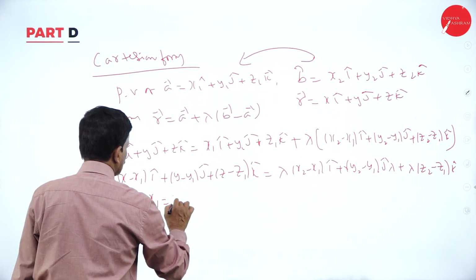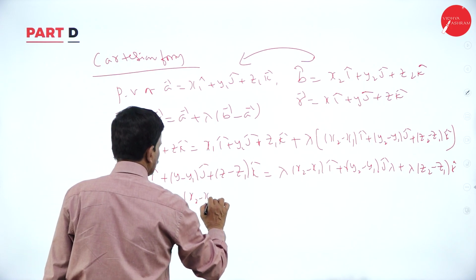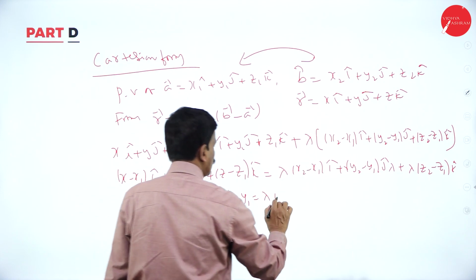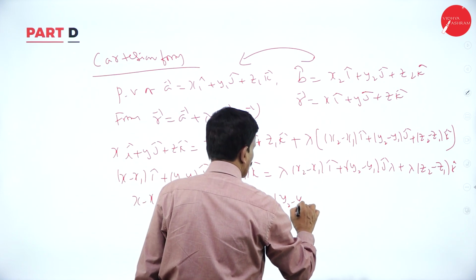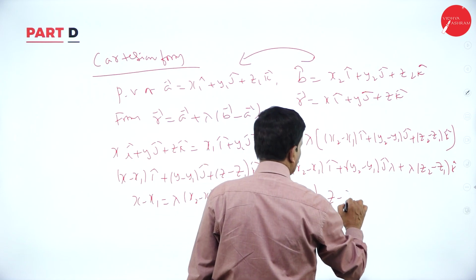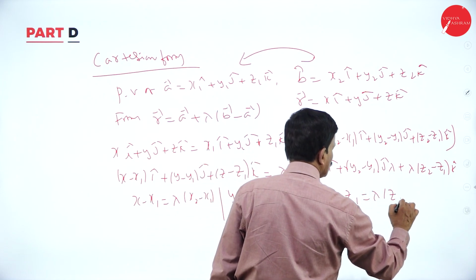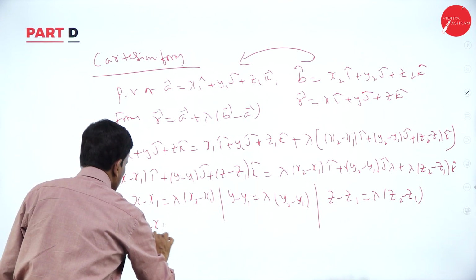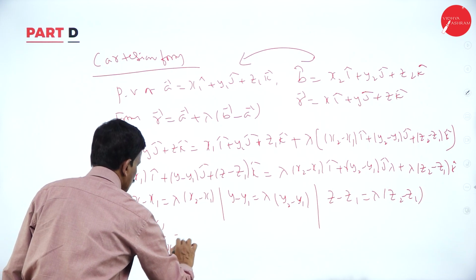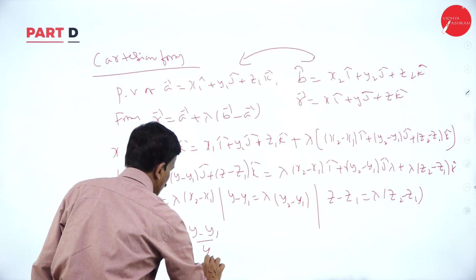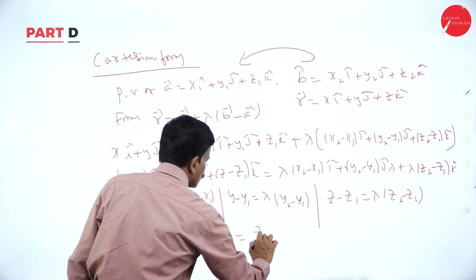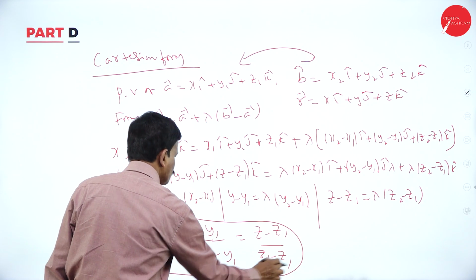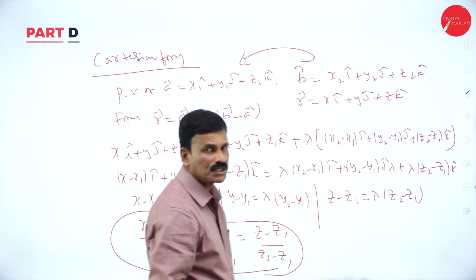x minus x1 is equal to lambda into x2 minus x1. Similarly, y minus y1 is equal to lambda into y2 minus y1, and z minus z1 is equal to lambda into z2 minus z1. So equating this, we can write x minus x1 by x2 minus x1 is equal to y minus y1 by y2 minus y1 is equal to z minus z1 by z2 minus z1. This is the Cartesian equation of the line.